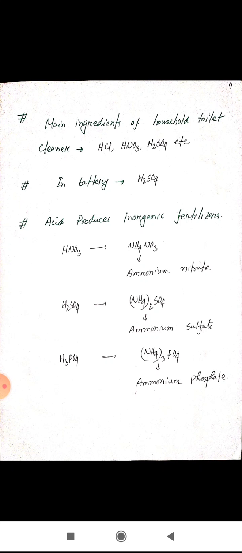Acids produce inorganic fertilizers. So we know for fertilizer purposes we use different types of fertilizers like ammonium nitrate, ammonium sulfate, ammonium phosphates. These fertilizers are produced from different types of acid, like nitric acid producing ammonium nitrate. We also get ammonium sulfate from sulfuric acid and ammonium phosphate from phosphoric acid.